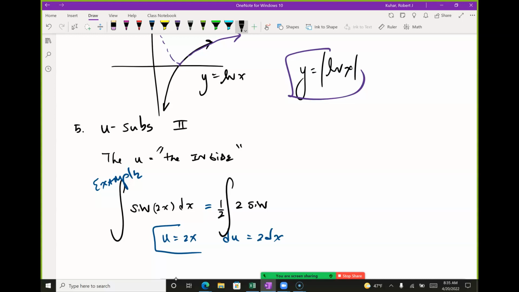And now I have sine 2x dx. And notice now in green is du, and in blue is u. So I have 1/2 of the integral of sine of u du.